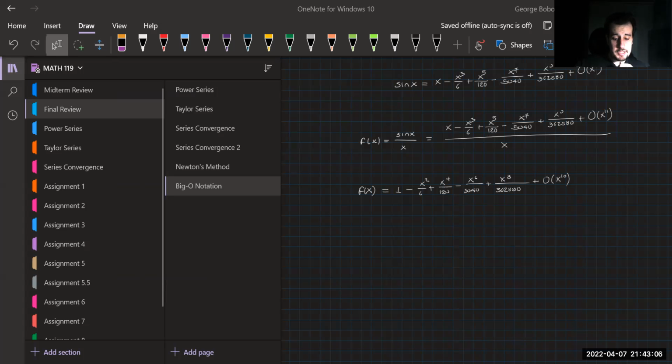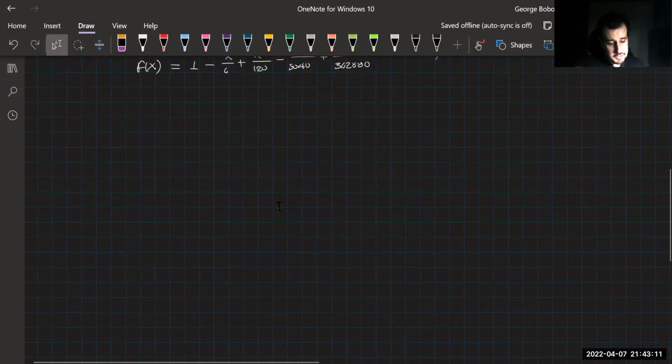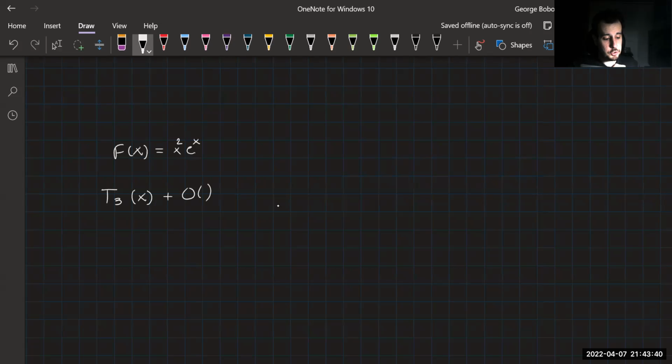All right, another example that we can think about. Let's say right now, Pranav, that I have a function here that looks like this: x squared e to the x, okay? That's what we have. And they tell you to find T4, or T3, let's make it even easier, T3, and give your answer using big O notation. How do I do that?